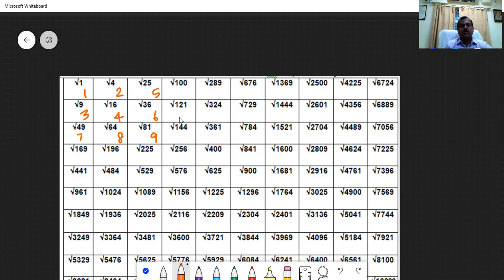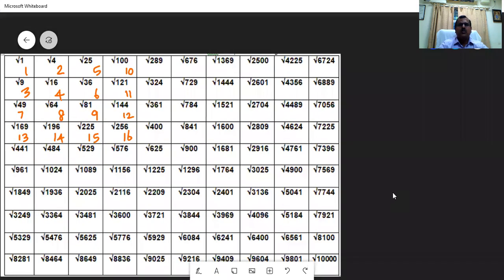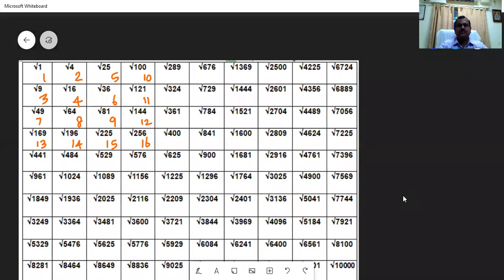Now we have to think about 100. Root 100 is 10. Yes. Square root of 121 is 11. Root 144 is 12. Root 169 is 13. Root 196 is 14. Okay, enough. Now I'm going to teach you how to do it for entire problems when you have bigger numbers. Sir, root 400 is 20.